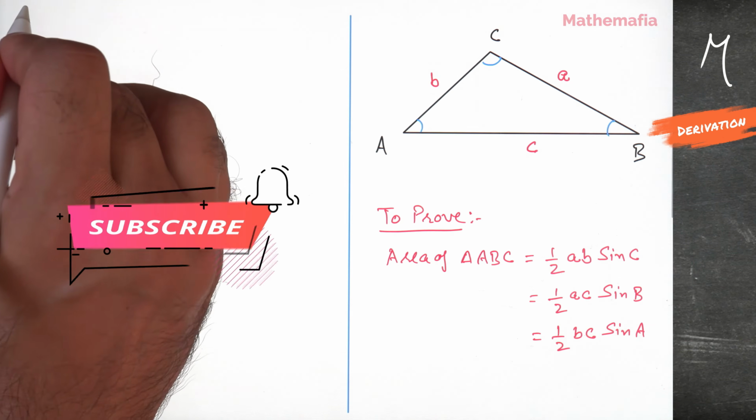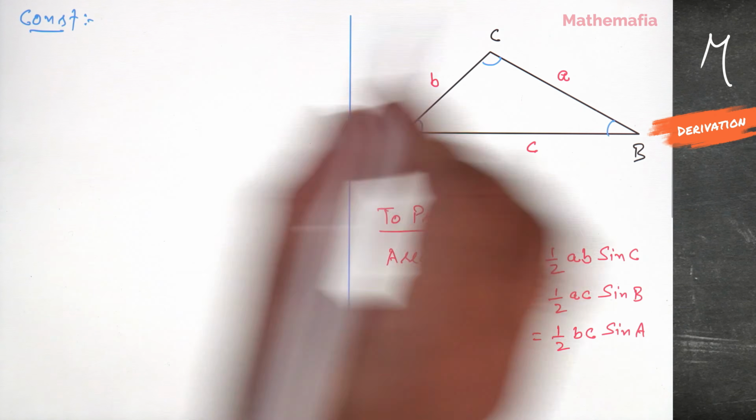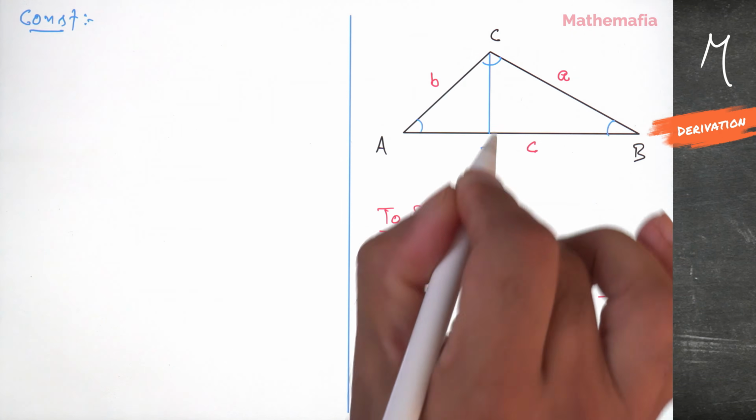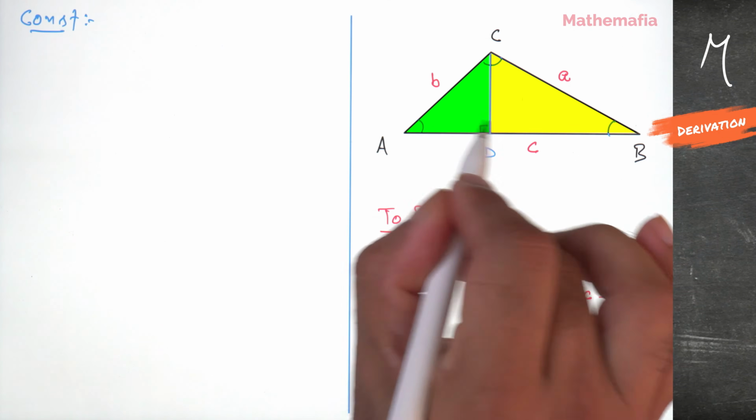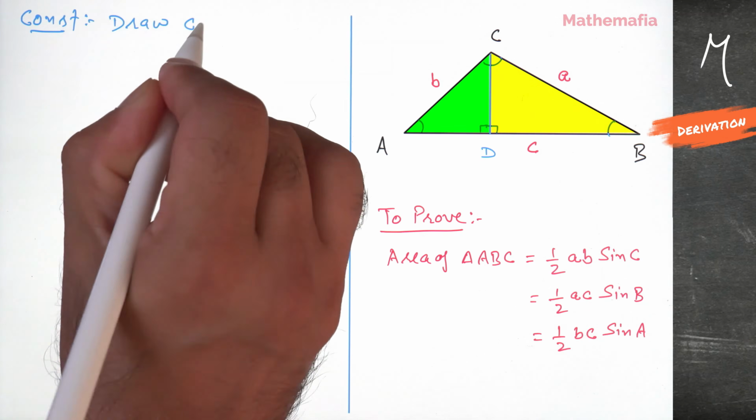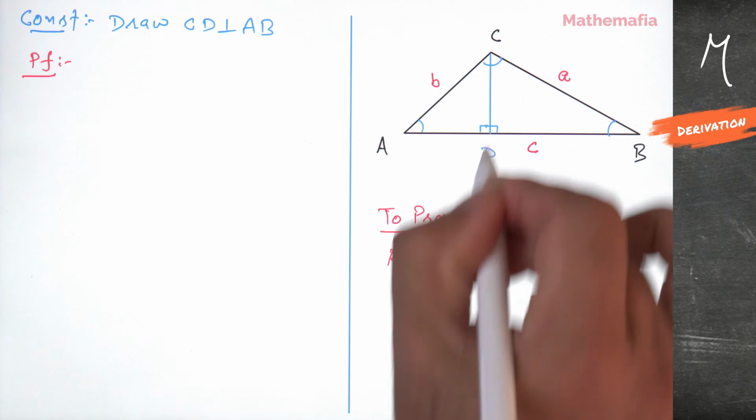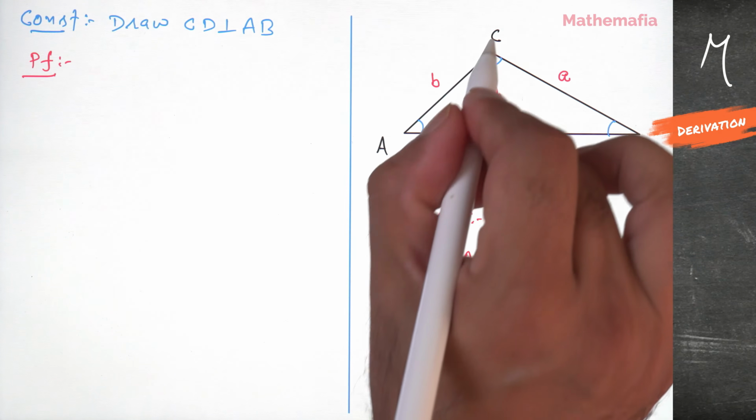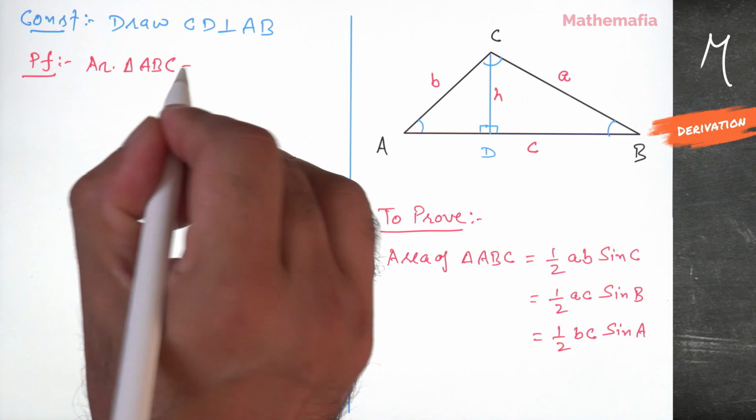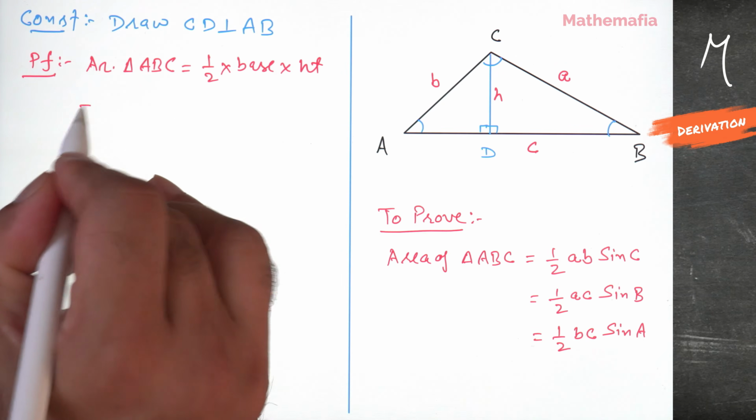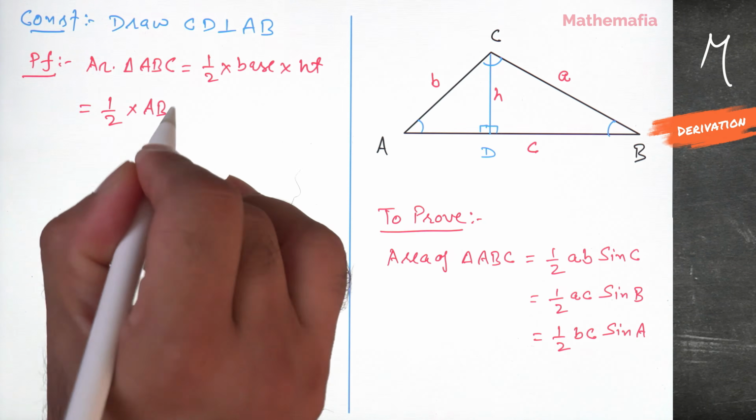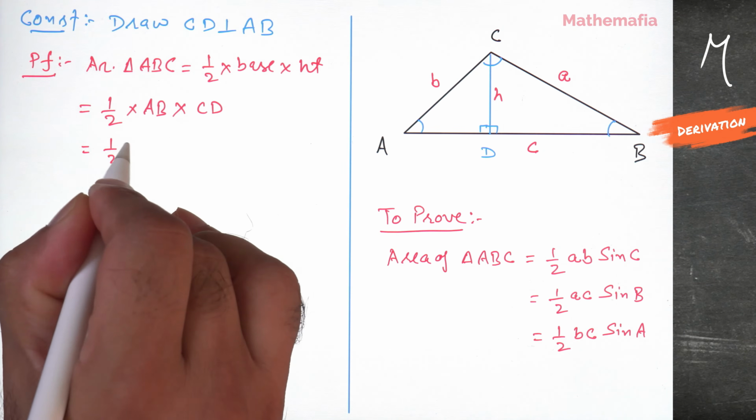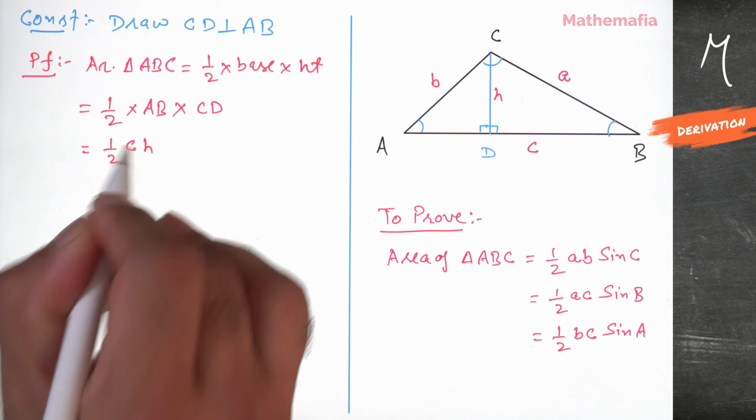So let's prove it. First I need to draw a perpendicular from C to the opposite side. Let's call this point of intersection D. This means I now have two right angle triangles. So draw CD perpendicular to AB and let's call the length of CD as h. Now in this triangle, AB becomes the base and CD becomes the height. Now the area of triangle ABC is half into base into height. So this will be equal to half into base, which is AB, and height, which is CD. And this will be equal to half into c, which is the length of AB, into h, which is the length of CD.